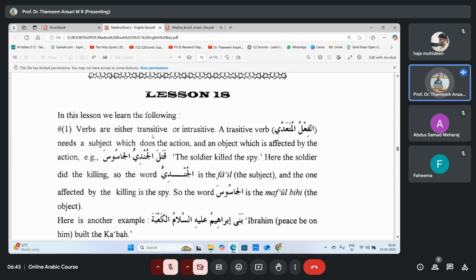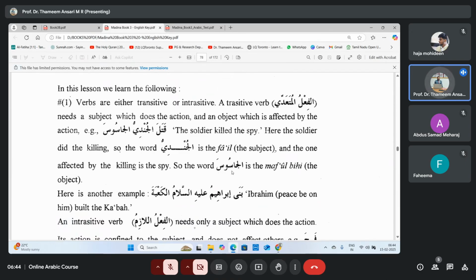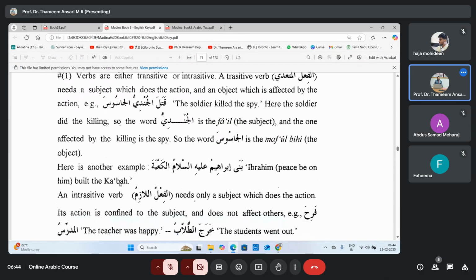1. Verbs are either transitive or intransitive. A transitive verb, الفعل المتعدي, needs a subject which does the action and an object which is affected by the action. Example, قتل الجندي الجاسوس. The soldier killed the spy. Here the soldier did the killing, so the word al-jundiyu is the fa'il, the subject, and the one affected by the killing is the spy, so the word al-jasusa is the maf'ul bihi, the object.